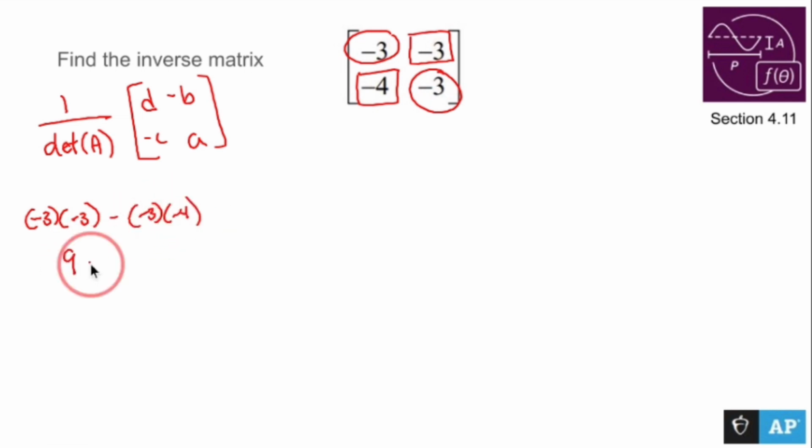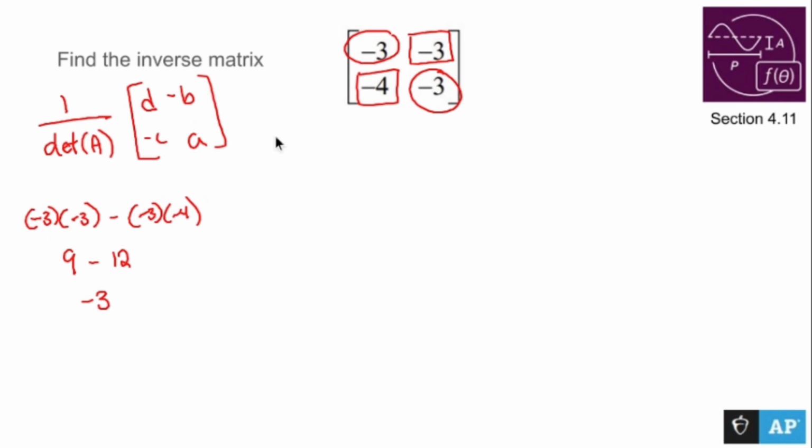Okay, so 9 minus 12 is negative 3. Now, the determinant is negative 3, which means, yes, we could take the inverse of this matrix. The only time we couldn't take the inverse of the matrix is if the determinant is 0, because you would get 1 over 0, which is undefined.